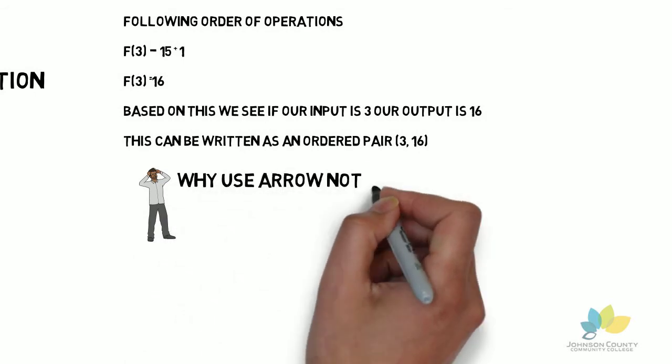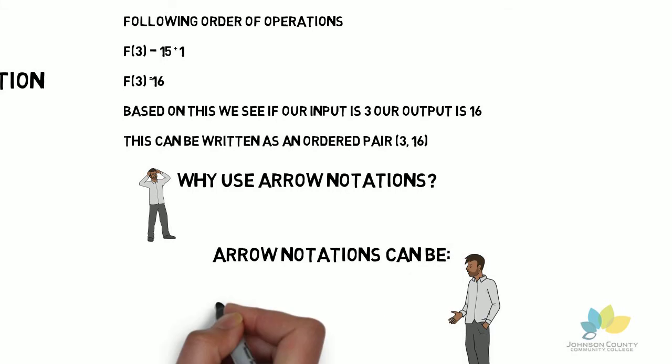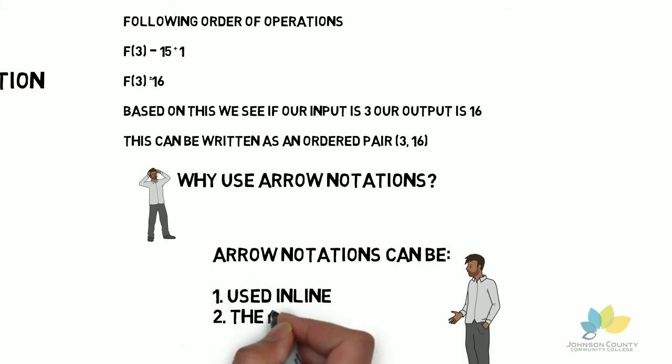So why use arrow notation? Arrow notation can be used in line, it is small, and it can be single purpose.